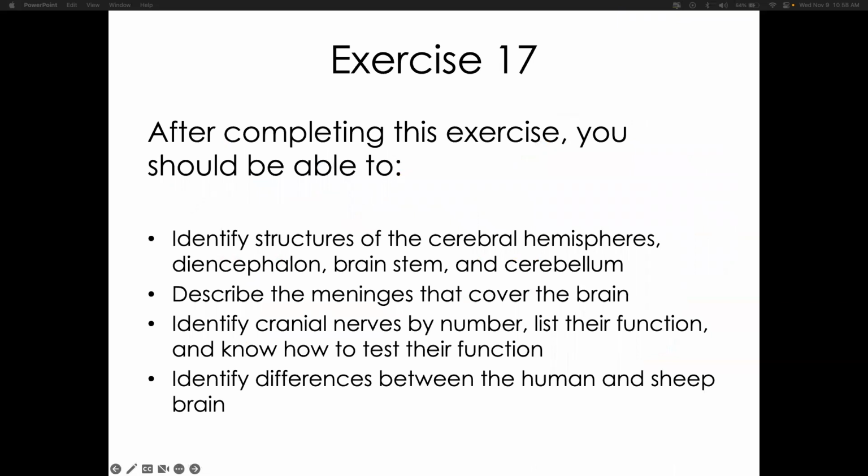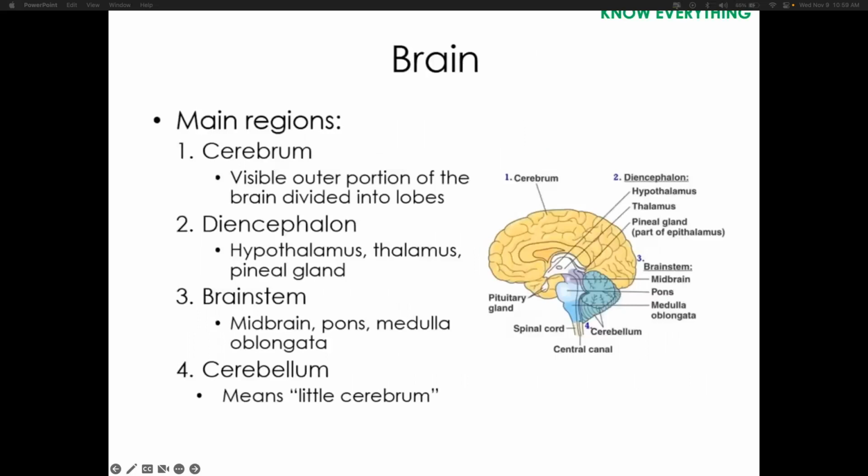All right, so next we'll tackle the brain and all its related structures. We'll be able to identify structures of the cerebral hemispheres, the diencephalon, the brainstem, and the cerebellum. We'll describe the meninges that cover the brain, identify the cranial nerves and their function, and identify differences between the human and sheep brain. So the brain has four main regions.